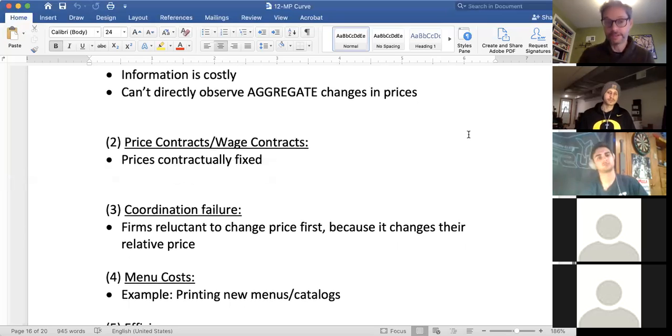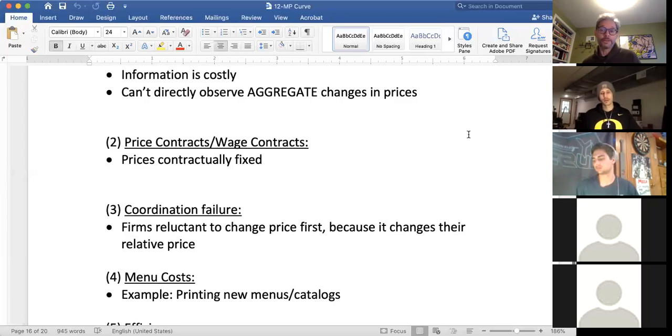Coordination failure is another reason for price stickiness that many economists have identified. And that is that many firms are reluctant to change prices first, because if you change your price first, it changes your relative price, right? So to think of an example, let's think about, let's say, the iPhone and the Samsung Galaxy phone, right? Which are essentially substitutes for each other. They're kind of in the similar market.